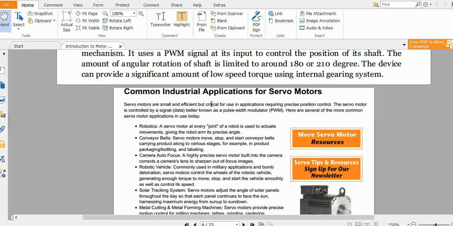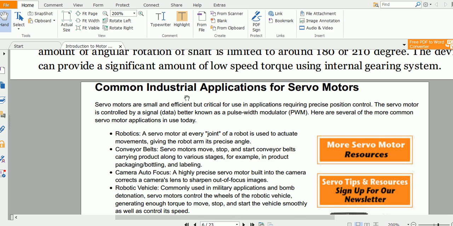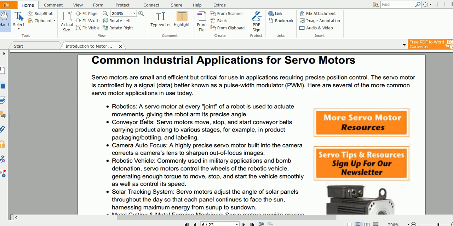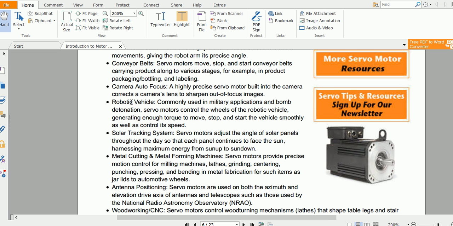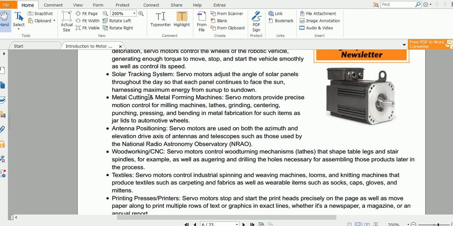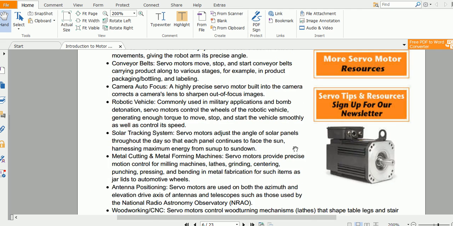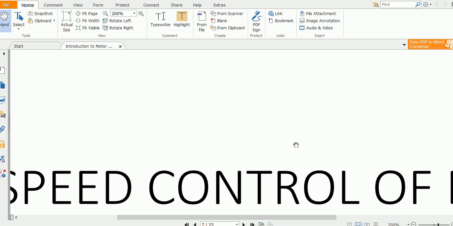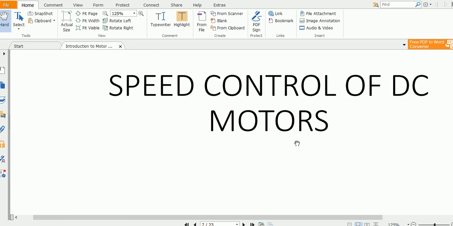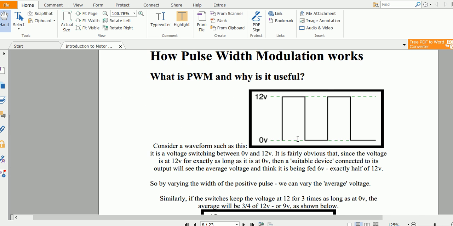Further, I have mentioned the various common industrial applications for DC servo motors: in robotics, in conveyor belts, in cameras, autofocus, in robotic vehicles, solar tracking systems, metal cutting and metal forming machines, antenna positioning, woodworking, printing, and automatic door openers. So now we come to the speed control principle, which is pulse width modulation.